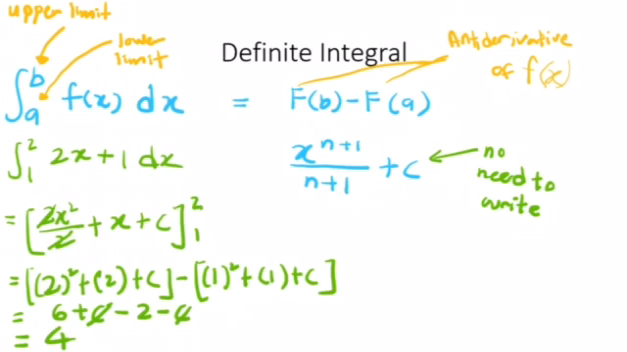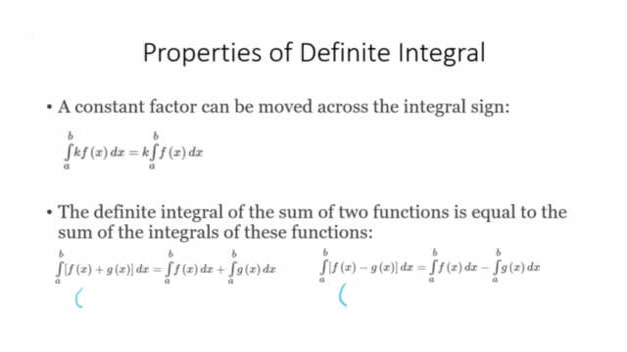We can see that the constant c doesn't really play much role here. Constant c will cancel out each other. So that's why we don't really need to write the constant c in definite integrals. Property of definite integral. There are 6 properties of definite integrals.